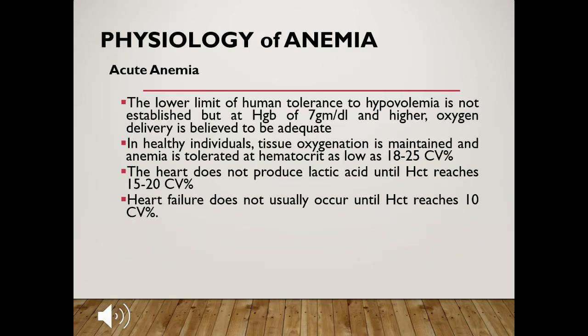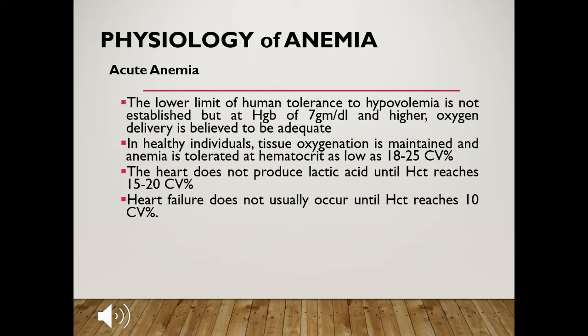Actually, the lower limit of human tolerance to hypovolemia is not established, but they say at hemoglobin of 7 grams per deciliter and higher, oxygen delivery is believed to be adequate. So in healthy individuals, tissue oxygenation is maintained and anemia is tolerated at hematocrit as low as 18 to 25%. So that's about 45 to 50 hemoglobin up to 75 hemoglobin.